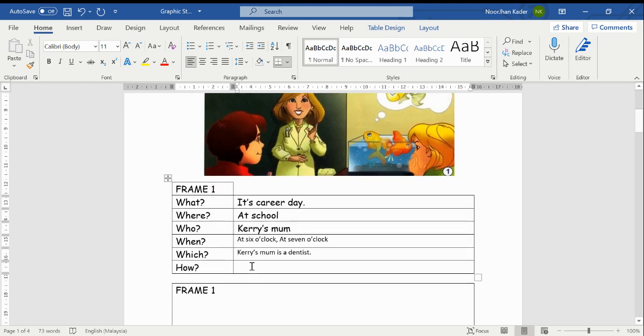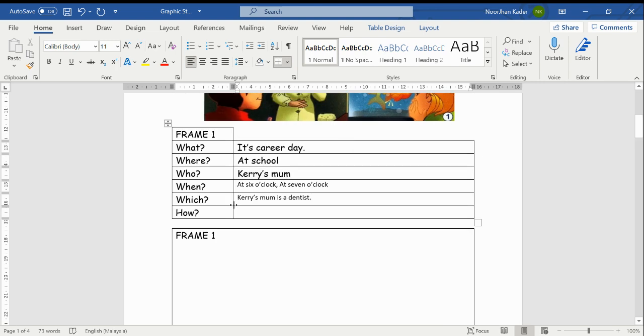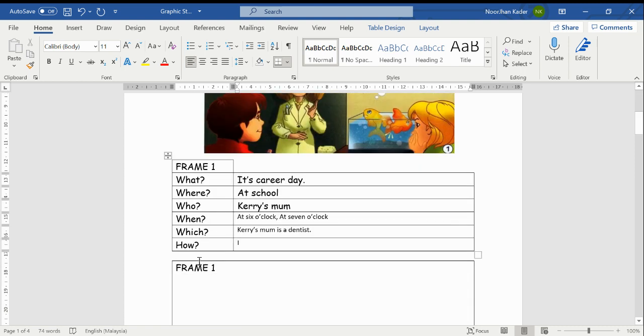Then how? How does she go to work? So it's the last one here. At 7 o'clock, I take the train to work. So you write here, at 7 o'clock, I take the train to work.